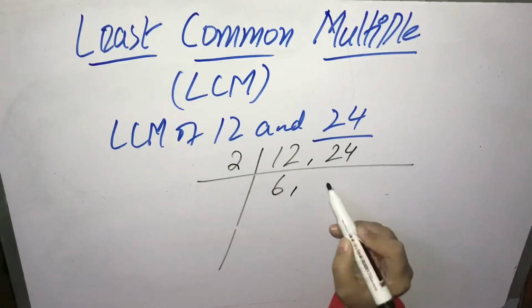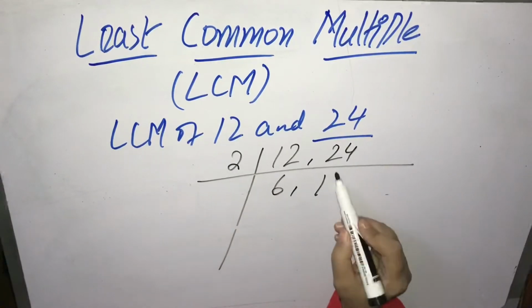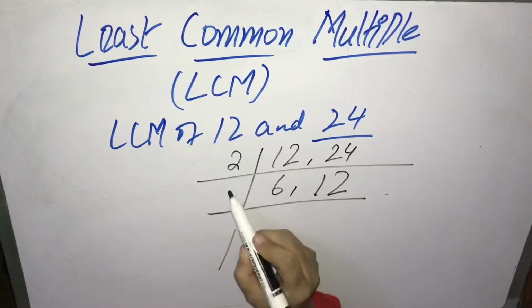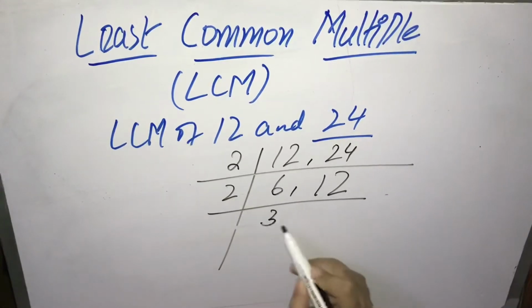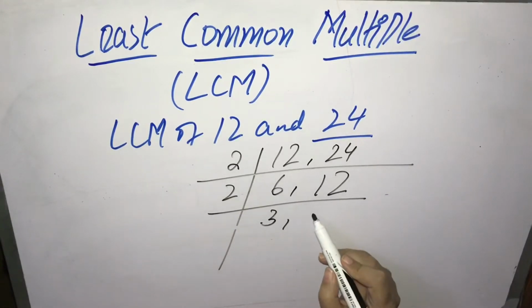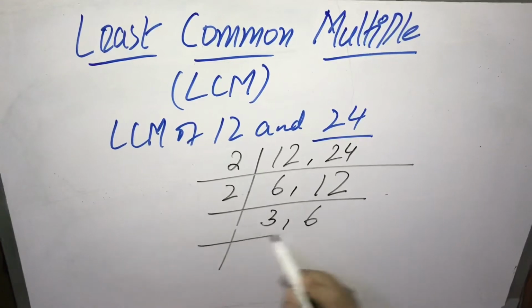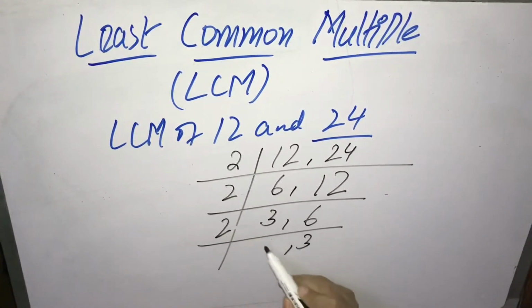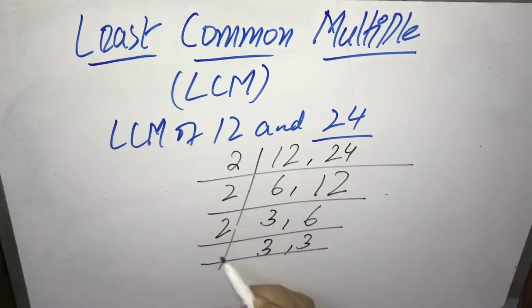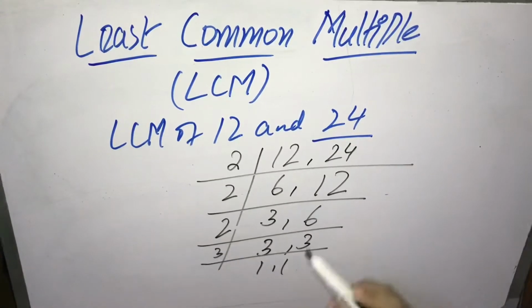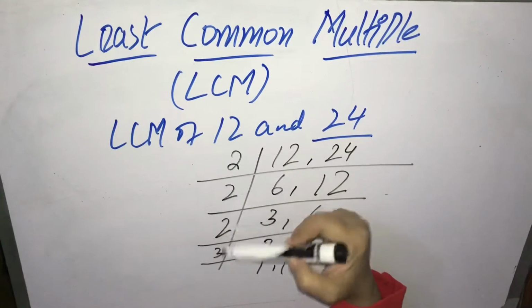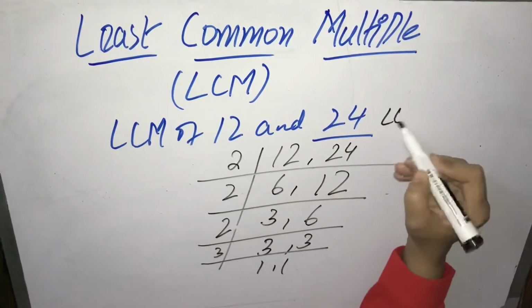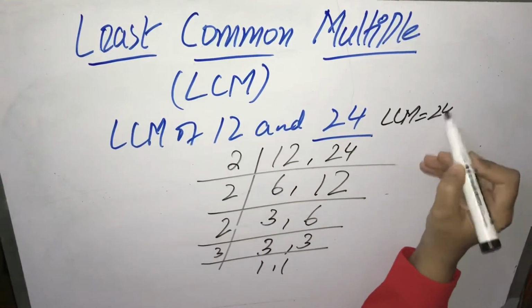2 6s are 12, 2 1s are 2, 2 2s are 4, 2 3s are 6, 2 6s are 12, 2 3s are 6 and 3 1s are 3. You can see 2 2s are 4, 4 2s are 8, 8 3s are 24, so 24 is the LCM.